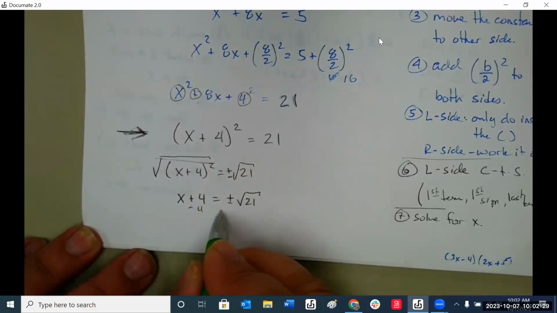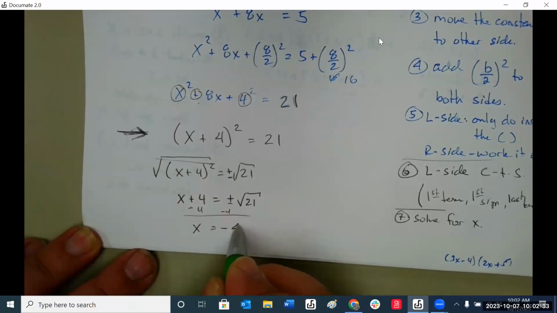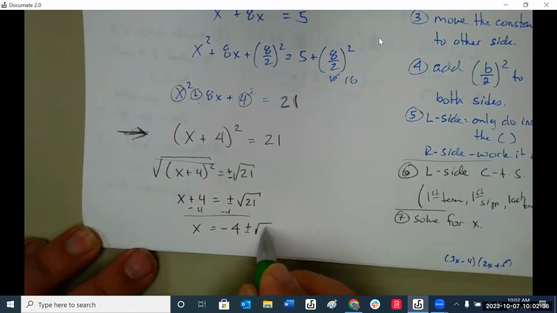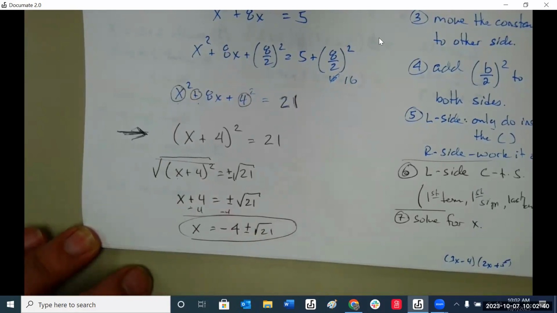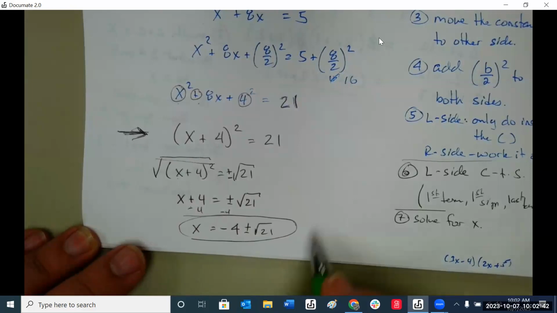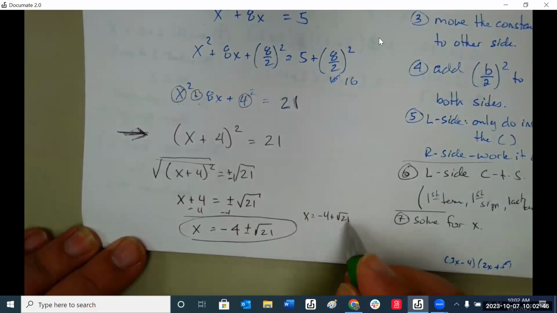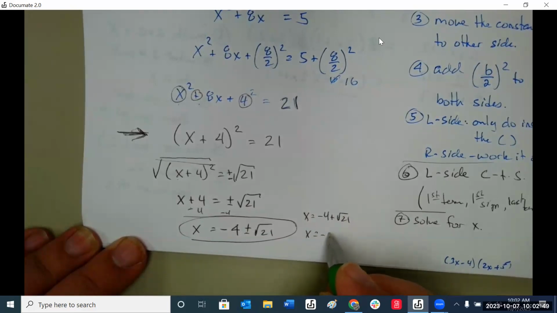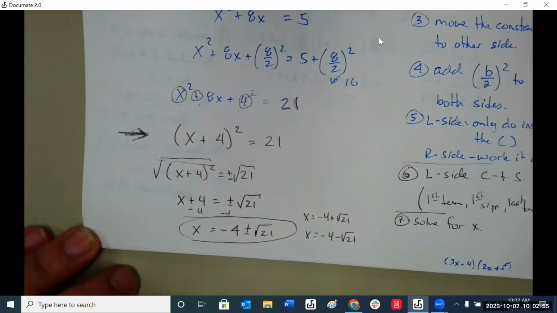Move the 4 over. So x equals -4 plus or minus square root of 21. Those are your two x-intercepts. You have x equals -4 plus square root of 21, or -4 minus square root of 21. Those are your two x-intercepts. That's complete the square.